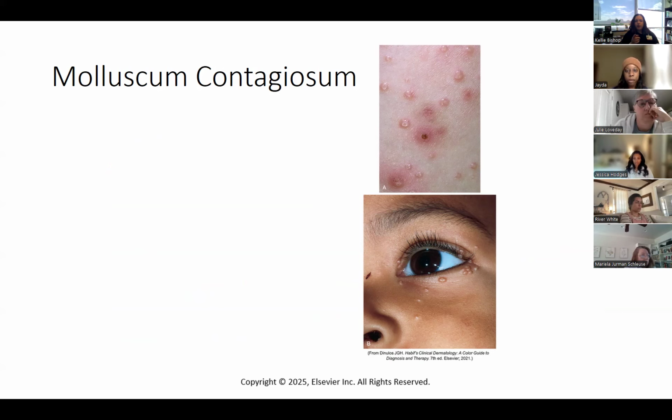So the top picture, those are clearly umbilicated. They don't always look like that. The bottom picture is more commonly how they look. They look flesh colored. So whatever that person's normal skin tone is, usually that's the color of the lesions.